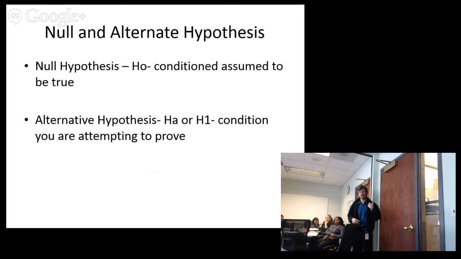So the null and alternate hypothesis, we'll kind of step through this. So the null hypothesis is the condition that you assume to be true. The alternate hypothesis is what you're trying to prove. So you're trying to prove, if you're the attorney representing these two guys from Old Bridge, that the sandwiches are less than 12 inches.